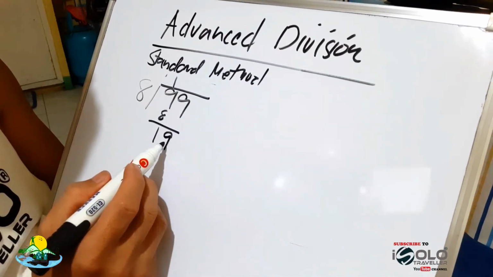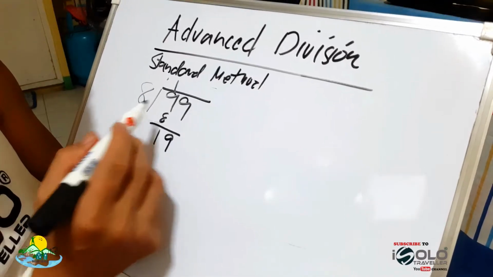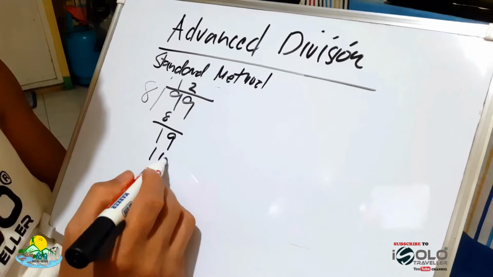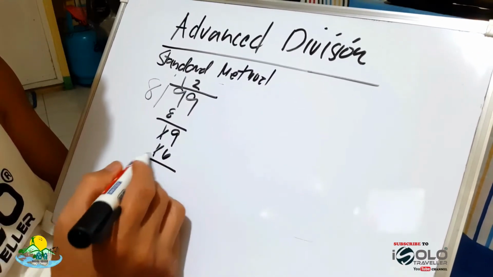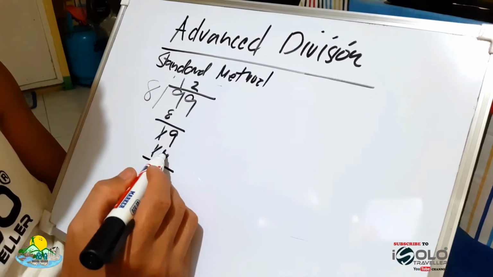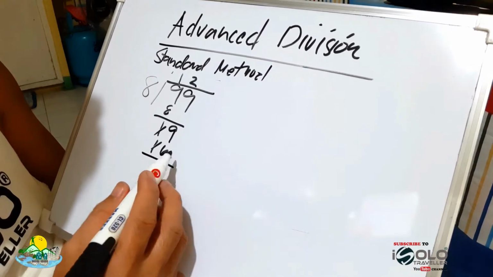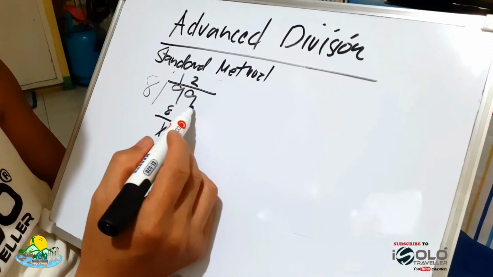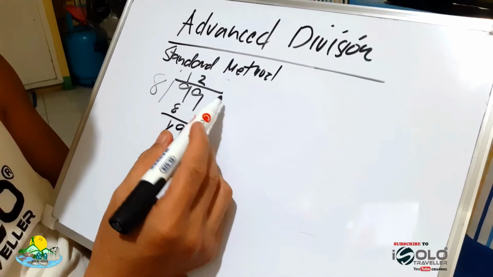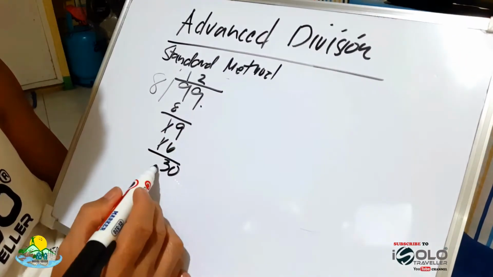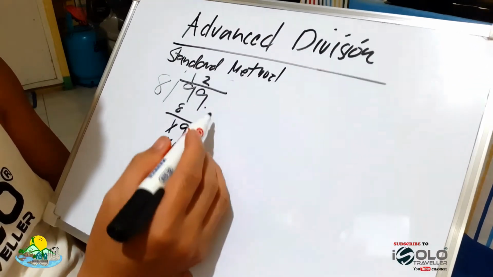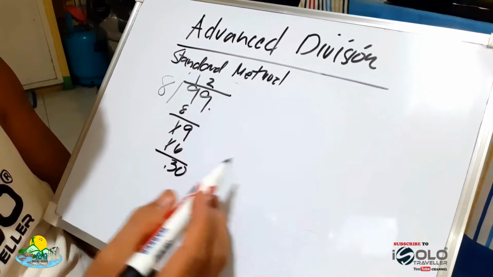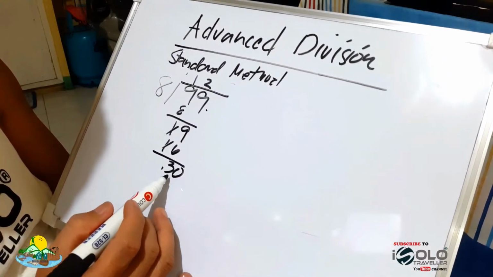And 19 divided by 8 is 2. 2 times 8 is 16. Cancel out. 9 minus 6 is 3. Since there is no more number here, we will be putting that and that here. So we bring down 0 because there is no more additional number here. Okay, how many 8 can we get from 30?